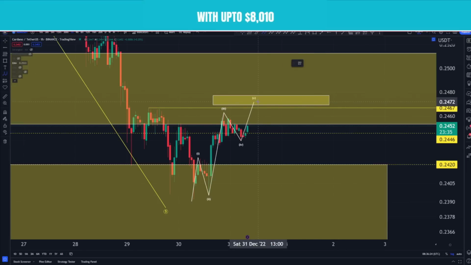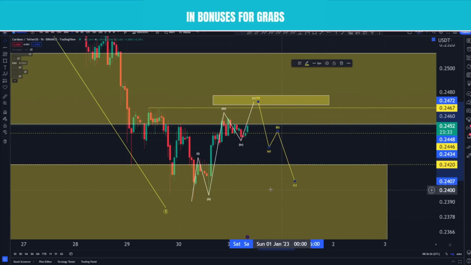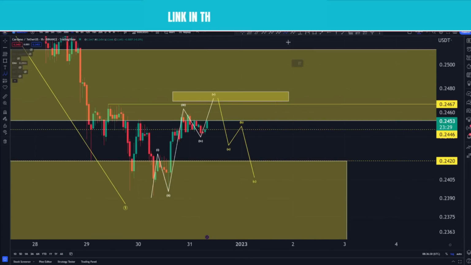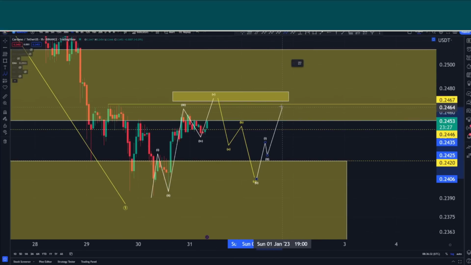Once complete, I would expect 3 waves down. Okay, we may come back into our yellow box. This is going to be the opportunity. And then from here, we'll have another 5 waves to the upside.